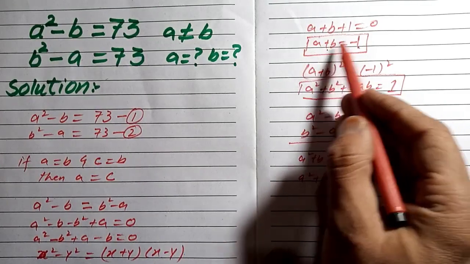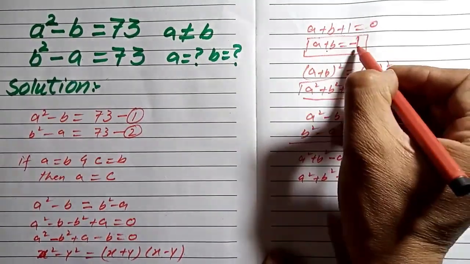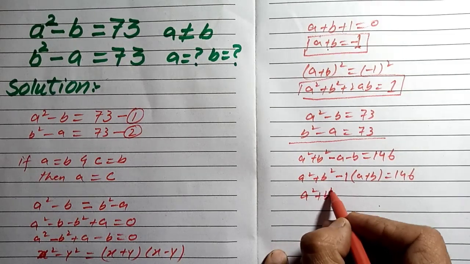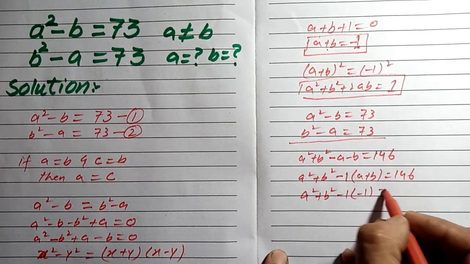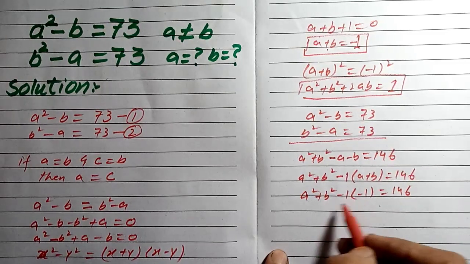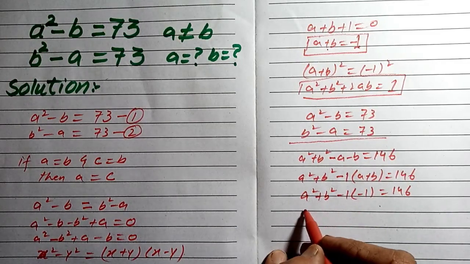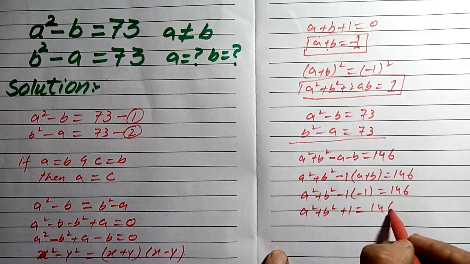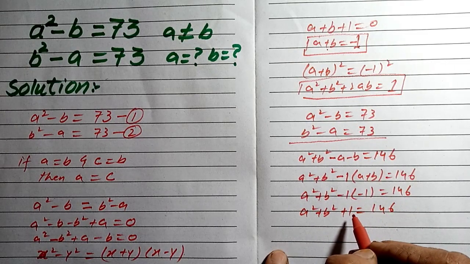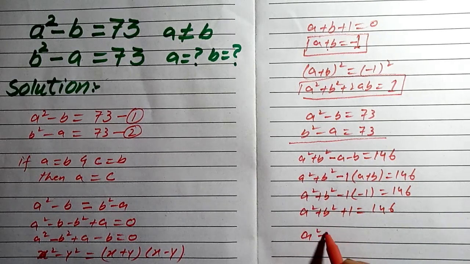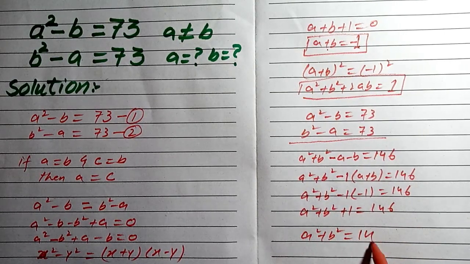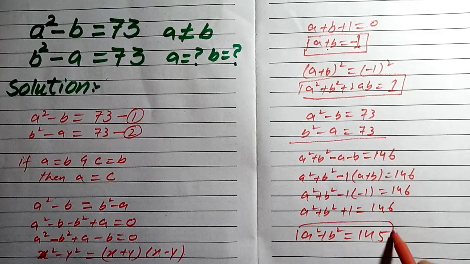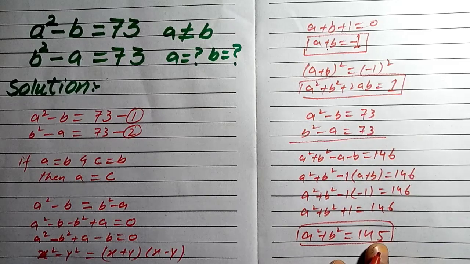So here we can get a plus b, which is equal to -1. So putting the value of a plus b, we can get a square plus b square -1, which is equal to 146. So this will be converted as a square plus b square plus 1, which is equal to 146. And if we subtract 1 on both sides, we can get a square plus b square, which is equal to 145.